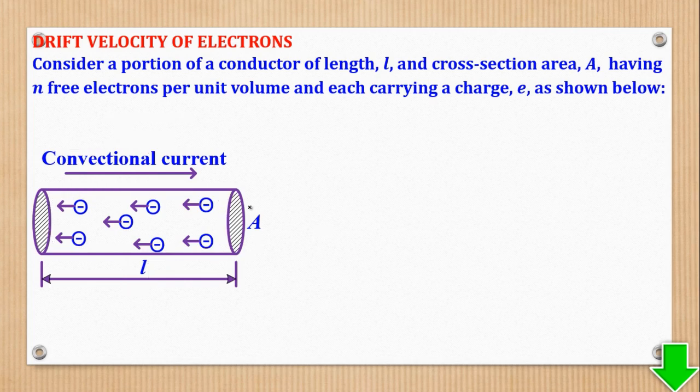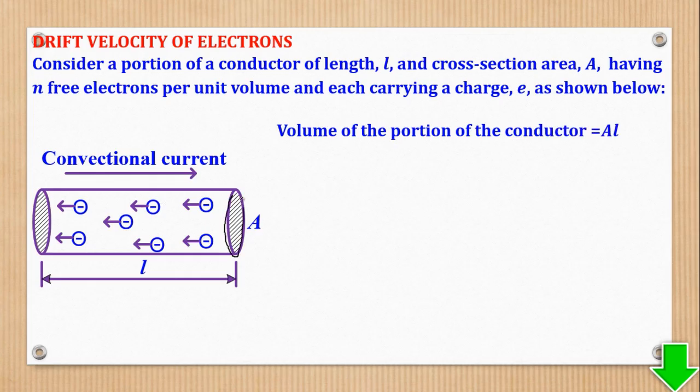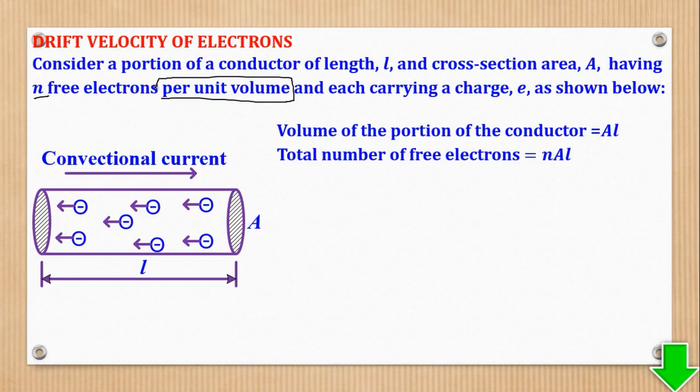This A is the cross-section area of the wire. So this is a wire, only that I've just magnified it in order to get an expression for drift velocity. If this is the cross-section area and this is the length, then the volume of this portion of the conductor is area times length. So I've got the volume. What about the total number of electrons? Remember we said n is the number of free electrons per unit volume. So to get the total number of electrons, I multiply n times the volume to give you nAL.